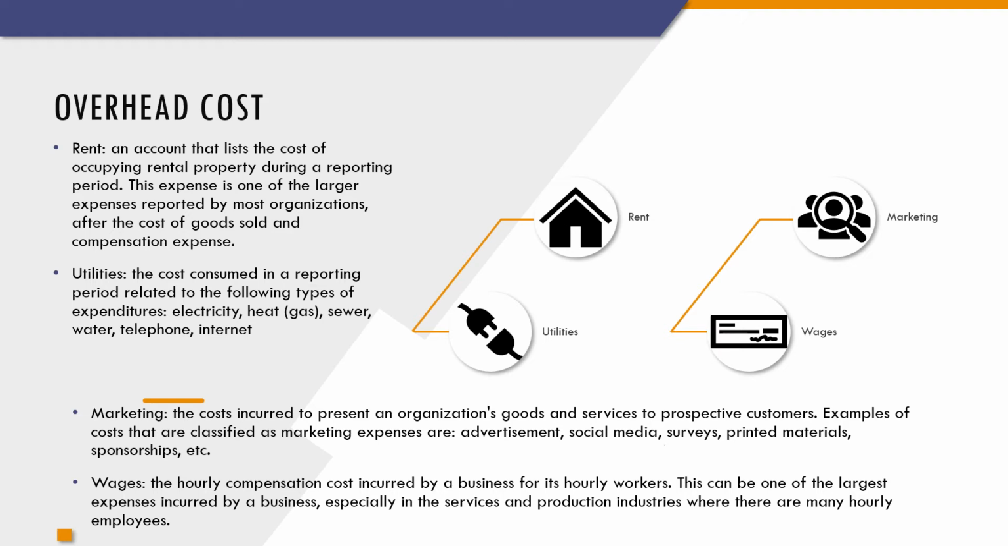So these overhead costs can be rent, which is an account that lists the cost of occupying rental properties during a reporting period. This expense is one of the larger expenses reported by most organizations after the cost of goods sold and compensation expenses. You will need utilities for your rental properties, and that's the costs consumed in a reporting period related to the following types of expenditures. And those are electricity, heat or gas, sewer, water, telephone, and internet.